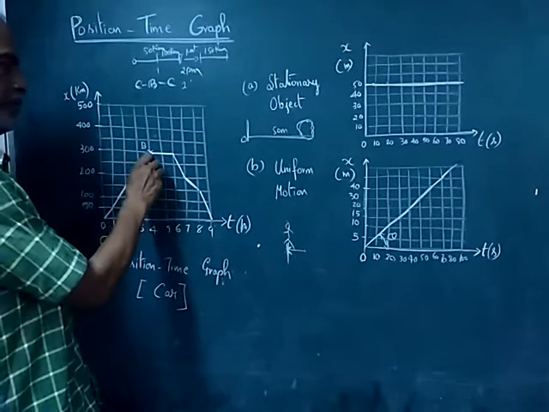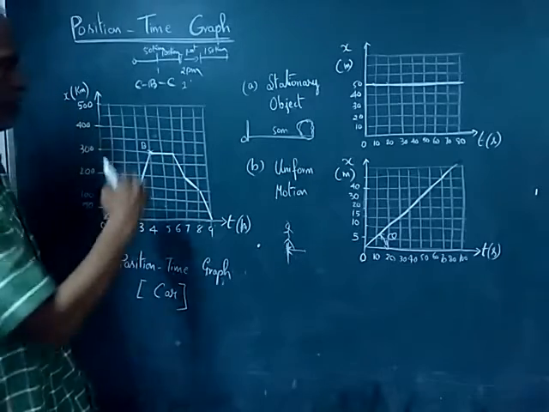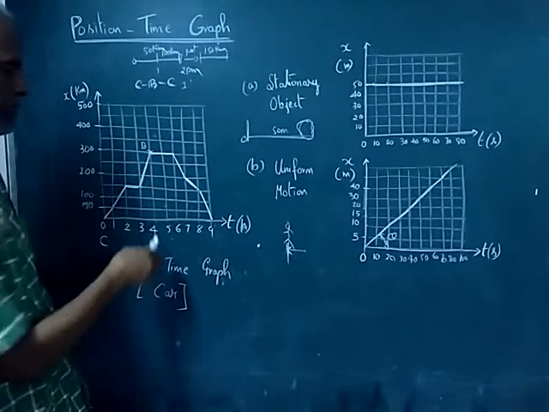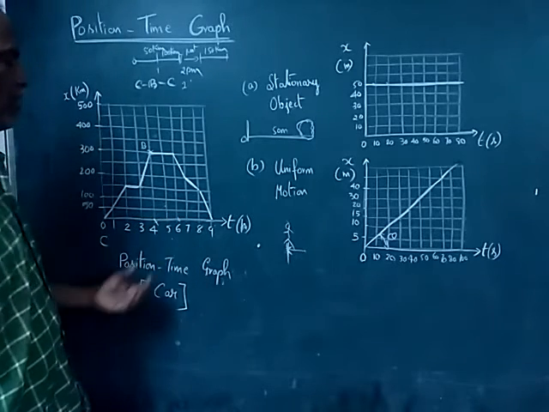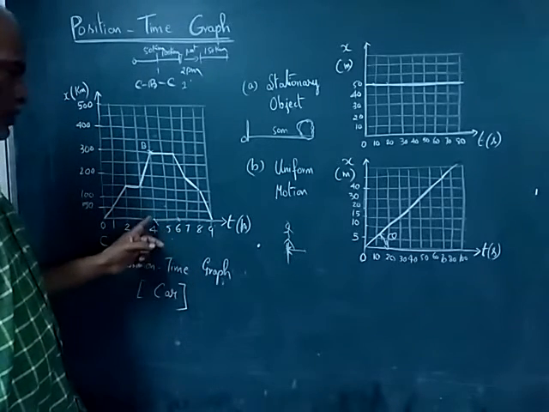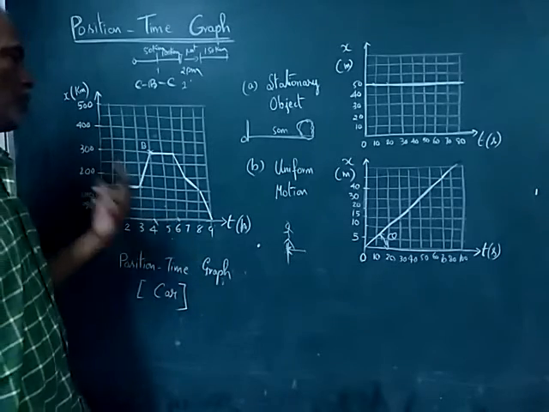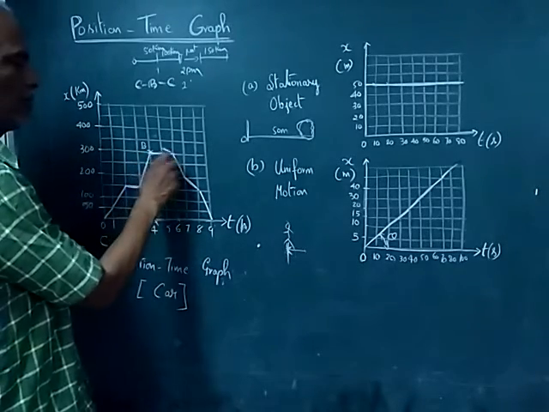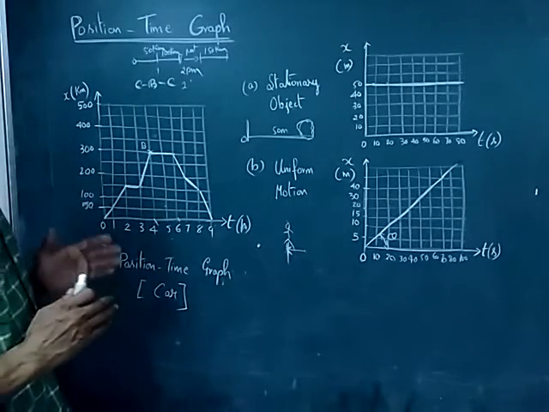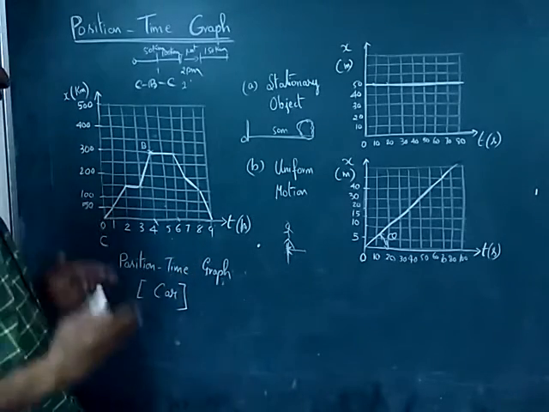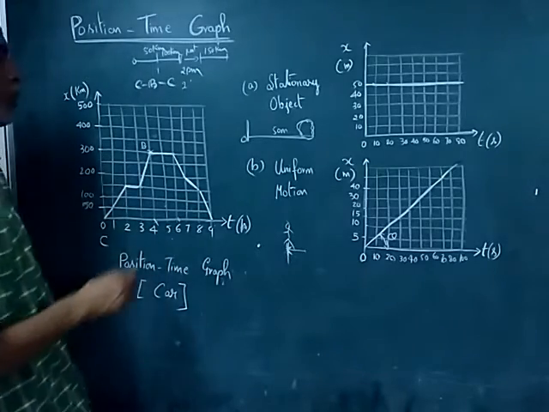Once again, if you see a line, he is not covering any distance. That means from 4 p.m. to 6 p.m., or from the 4th hour to the 6th hour, in this 2 hour duration he is taking rest. Or the car is at rest, it is not moving. The object is stationary.